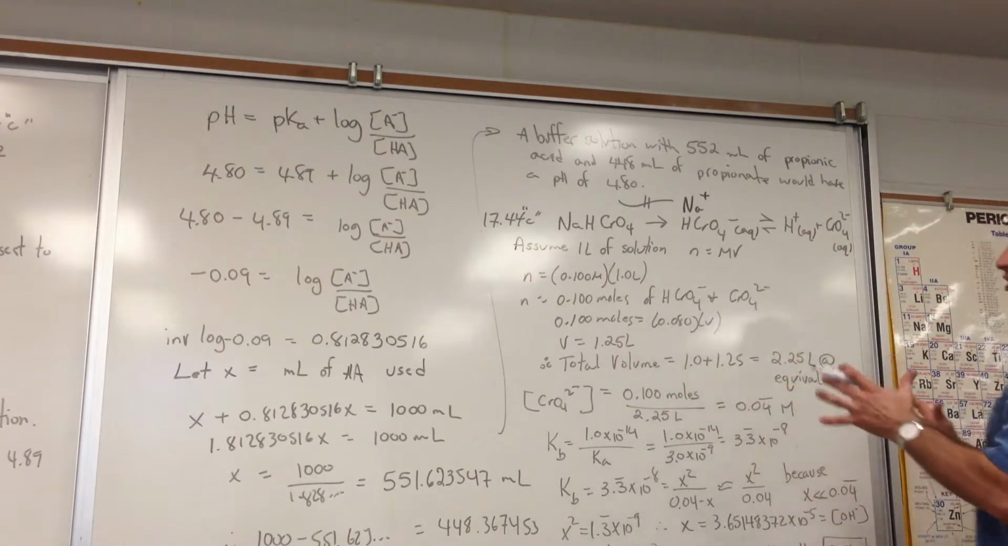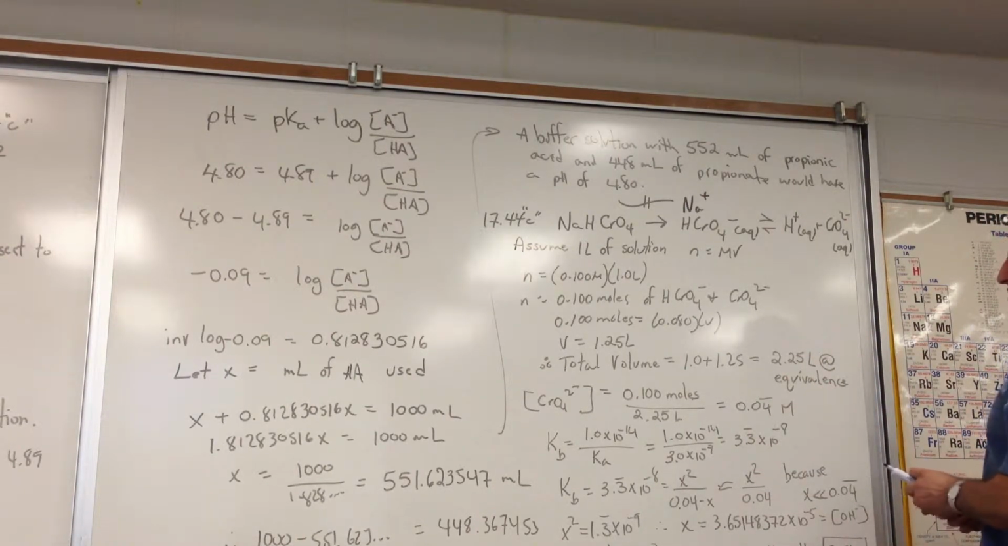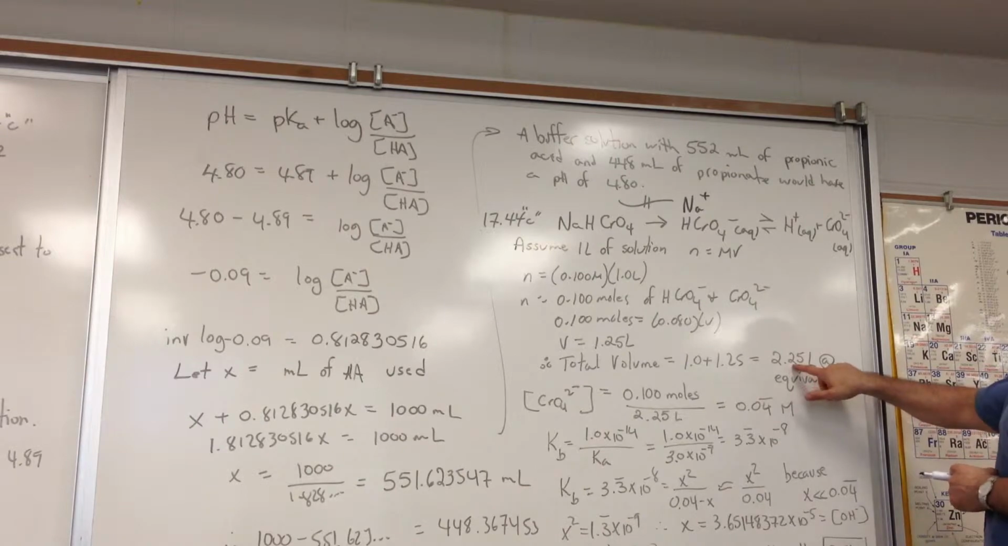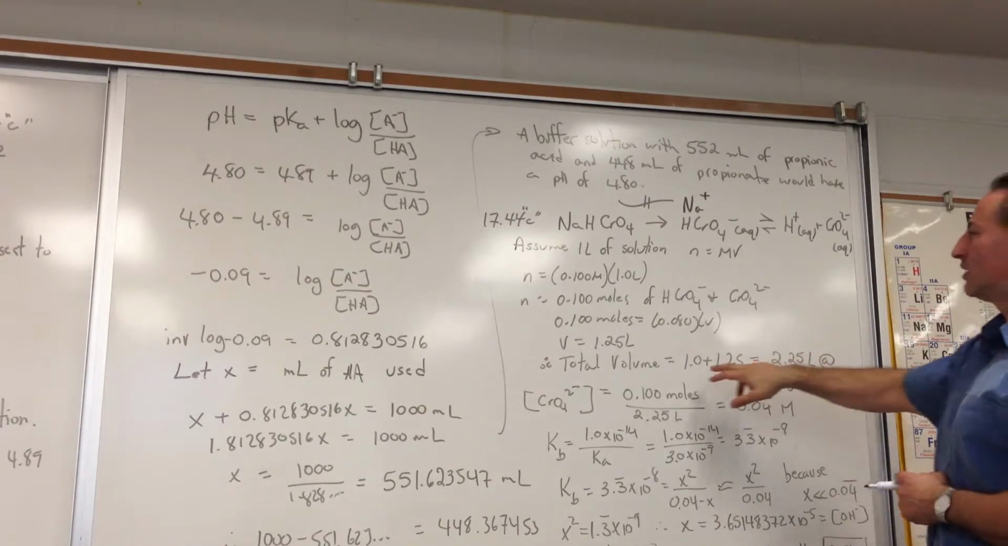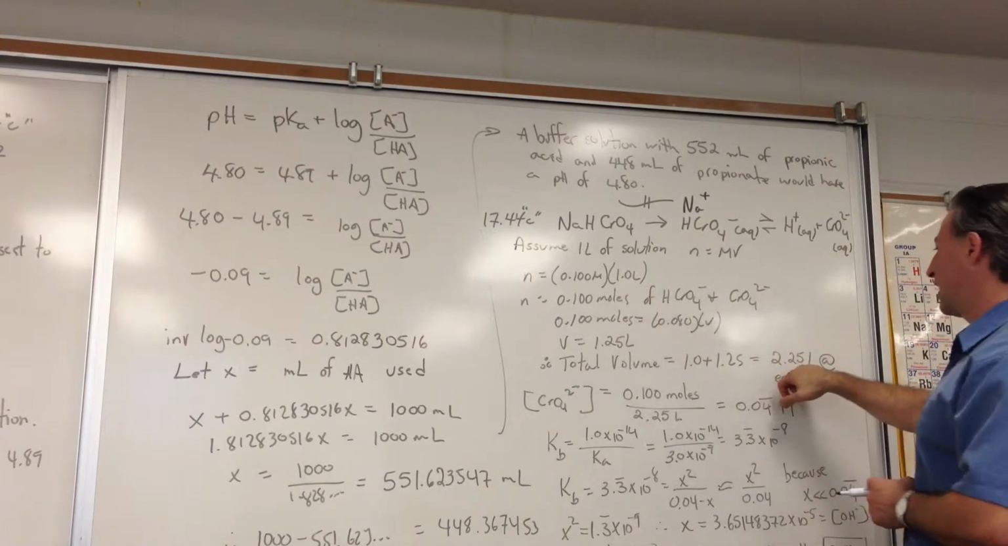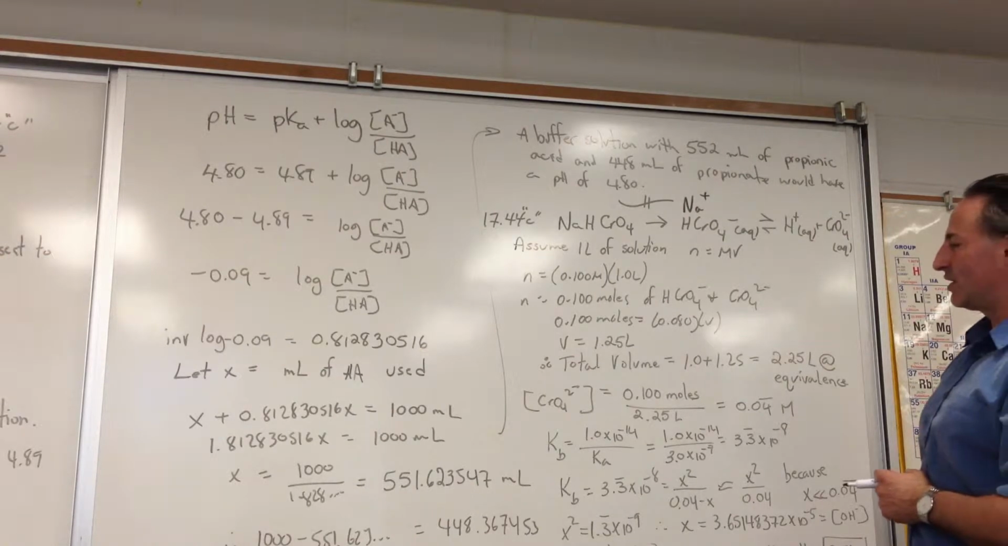So now the total volume of our solution with the titrant and the substance being titrated is going to be 2.25 liters, which means our chromate solution has been diluted from a 1 liter solution, which was over here, to one that has a volume of 2.25 liters. So how do we find the concentration of the chromate after dilution?